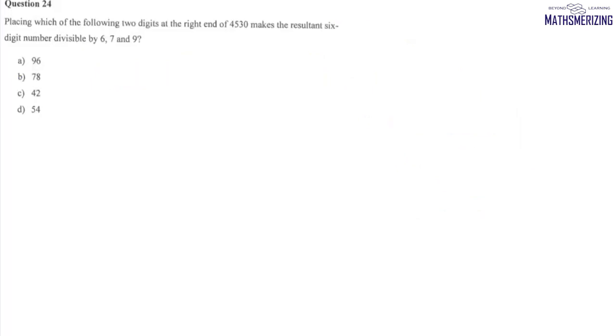Now question number 24 is placing which of the following two digits at the right end of 4530 make the resulting 6-digit number divisible by 6, 7 and 9. Now first what we'll do is we'll find the sum of digits. Sum of digits is 5 plus 4 plus 3 plus 0, that is 12. Now for divisibility by 9, the sum of digits must be divisible by 9. So that means the sum of the remaining digits should be either 6 or 15.